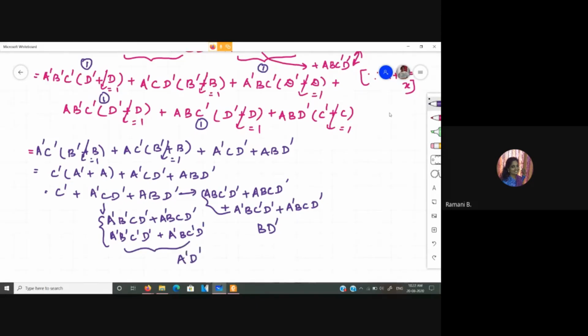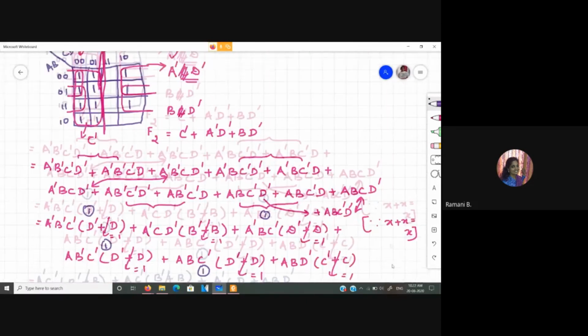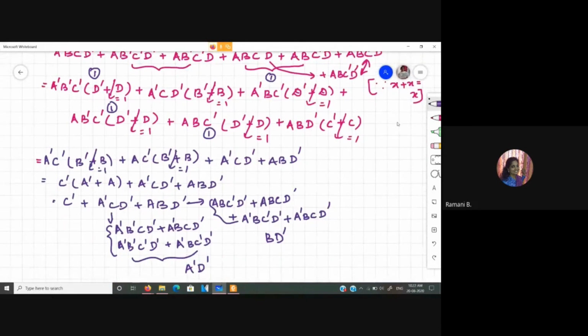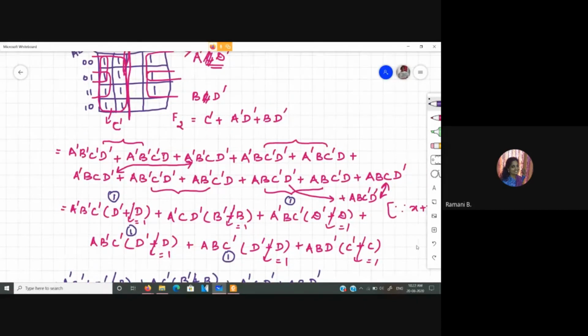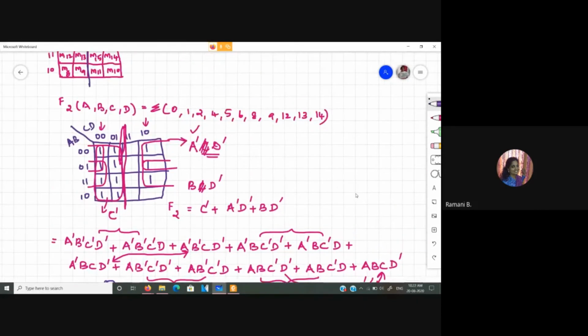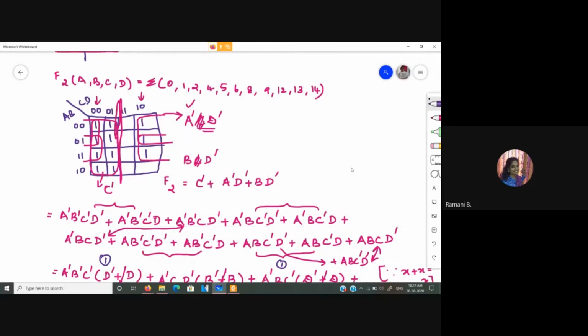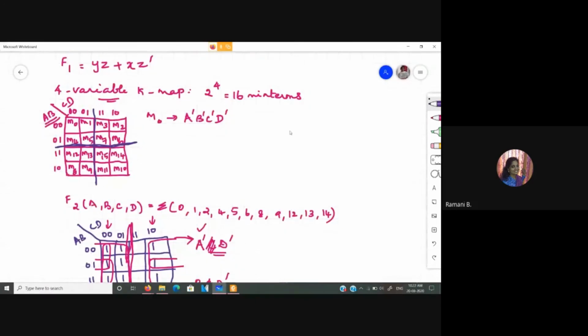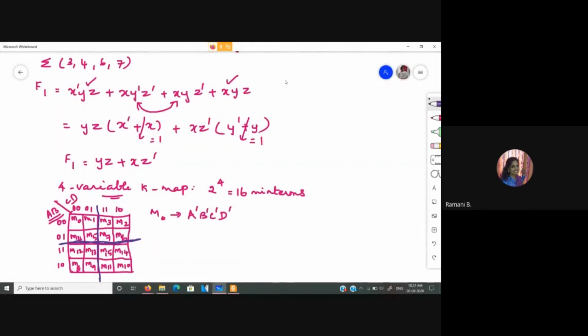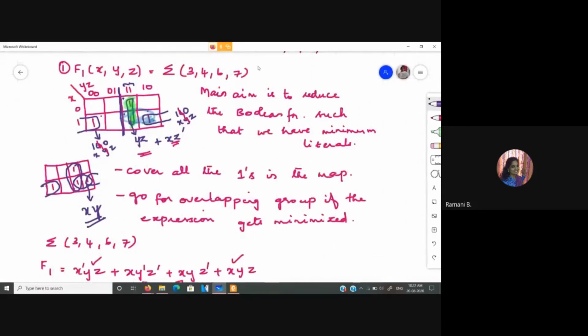As I am used to this K-map, I am seeing it and giving you the expression. Otherwise, it is really tough to simplify the given expression, that is a sum of minterms expression, to get the actual minimized form. So K-map gives you a better solution in that aspect. Okay. So let us move on to the next example.